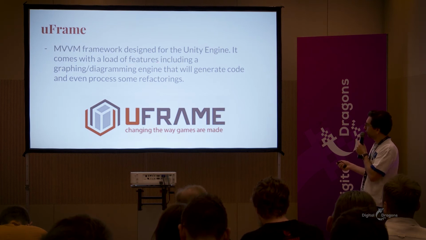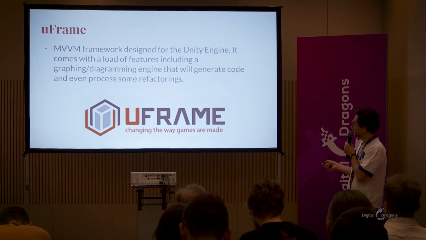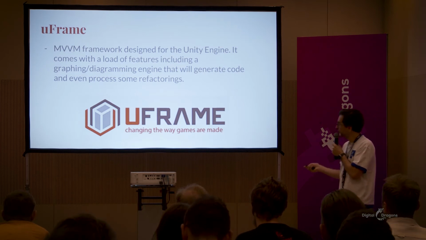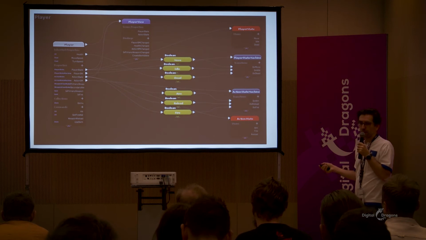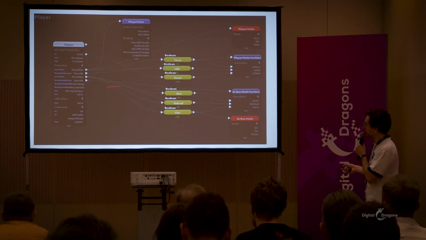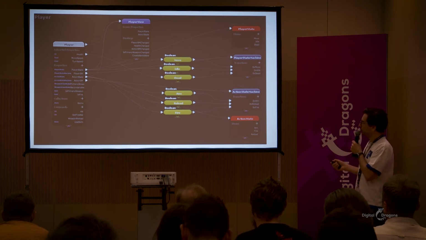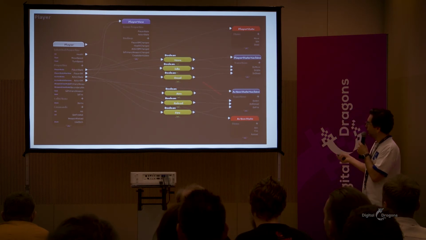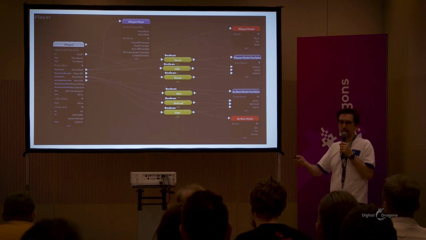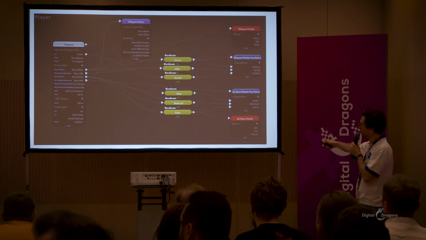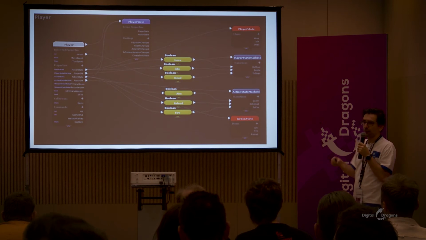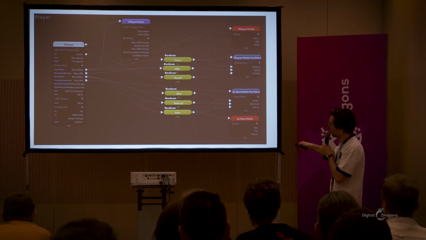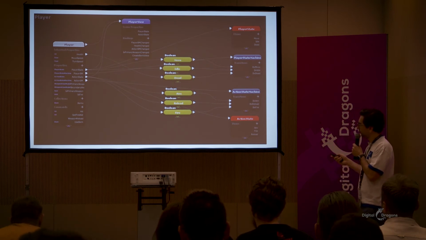The next framework is UFrame, which is an MVVM framework designed for Unity Engine. And it comes with a load of features, including a graphic diagramming engine that will generate code and even process some refactorings. This is a screenshot of one of the editor views. So you have the possibility to do programming with views, and all of these views will generate some code. So you can have an overview of your system in these specific code views for connecting everything inside of the framework.